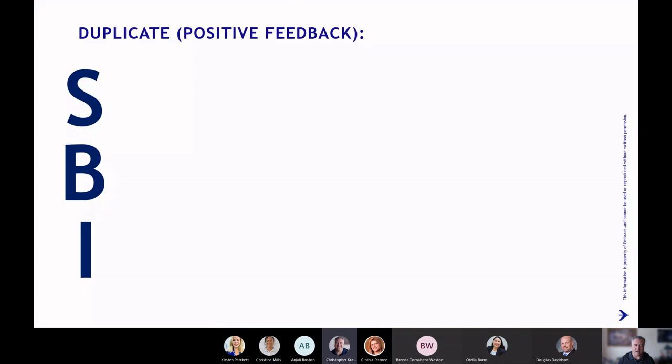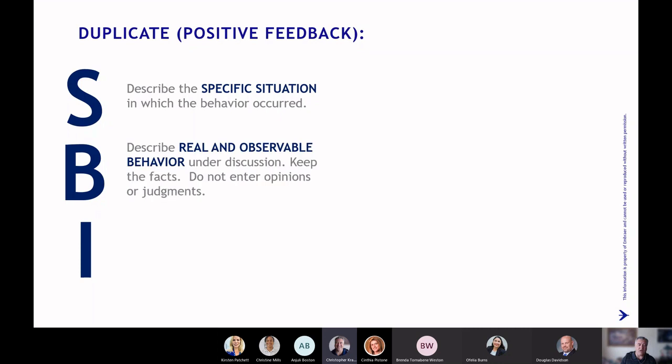So here's the tool, SBI. And this is for the duplicate. I'm going to show you the deviate in just a second. But SBI, first you have S, describe the specific situation in which the behavior occurred. Then the B is behavior. Describe the real and observable behavior under discussion. Real and observable, we highlighted that for a reason. You want to just keep to the facts.